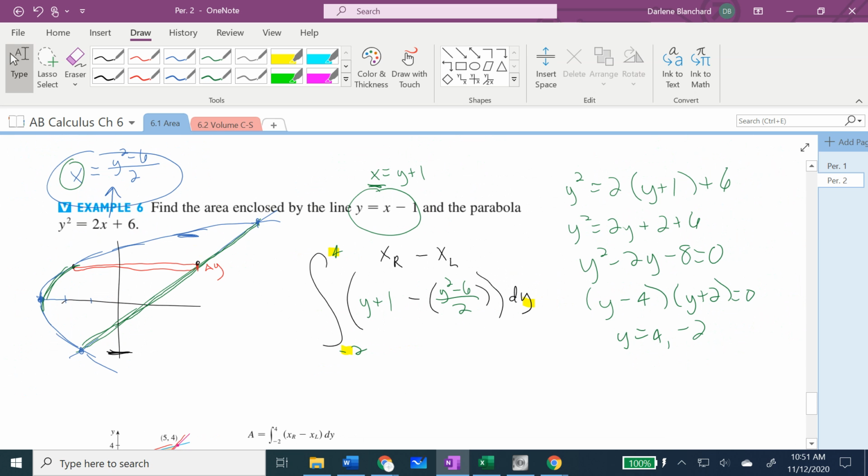So make sure that you understand that when you go with these sideways rectangles, your width is dy. The limits are values of y, but this time the length of your rectangle is a right x minus a left x. All right. That was good fun for today.